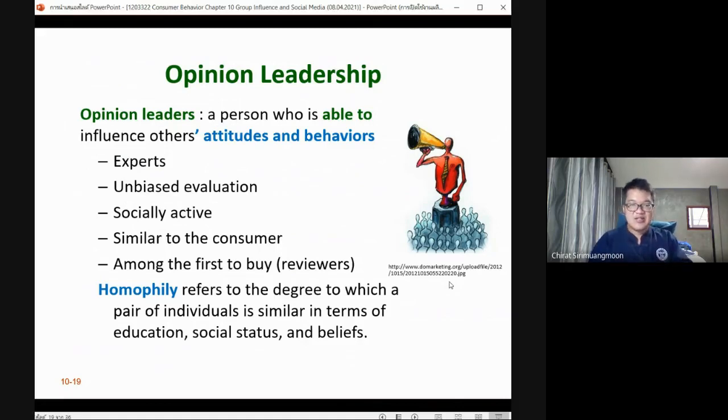Okay. The last one is not actually related to opinion leaders, but I put it here because this is a term you might see in the future. We call it homophily. Homophily is the degree to which a pair of people, like you and me, for example, are similar in terms of education, social status, and belief. If we have high homophily, that means you and I have very similar education, status, or beliefs. Why do we need to be concerned about this? Because if you want to change their idea, we're going to use a person who has homophily, because we can have the same thought and the same perception. Okay.